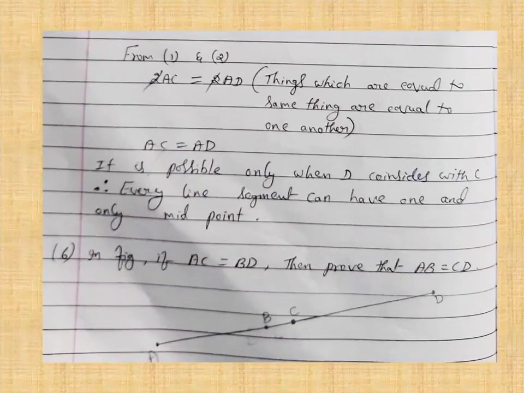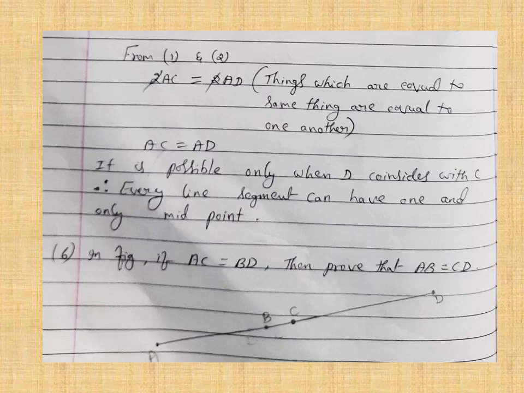From 1 and 2, 2AC equals 2AD. Things which are equal to the same things are equal to one another. It is according to Euclid's axiom. AC equals AD, which is possible only when D coincides with C. Therefore, every line segment can have one and only one midpoint.